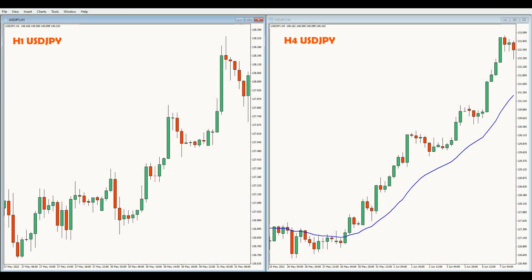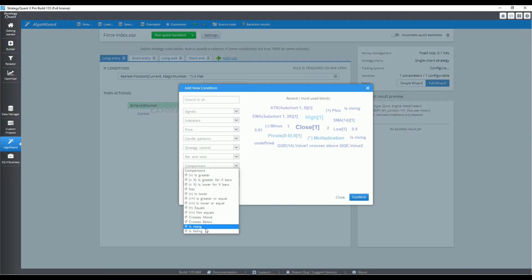For the trend indicator, let's use the slope of the 20-period EMA on the 4-hour time frame. If the EMA has been rising for at least 5 consecutive bars, an uptrend is present. So let's go ahead and program that in.